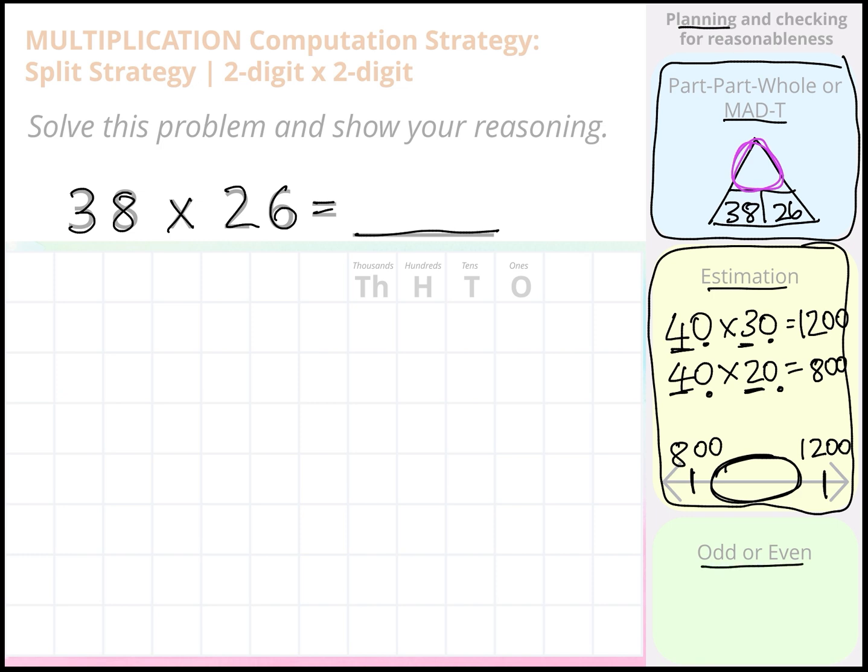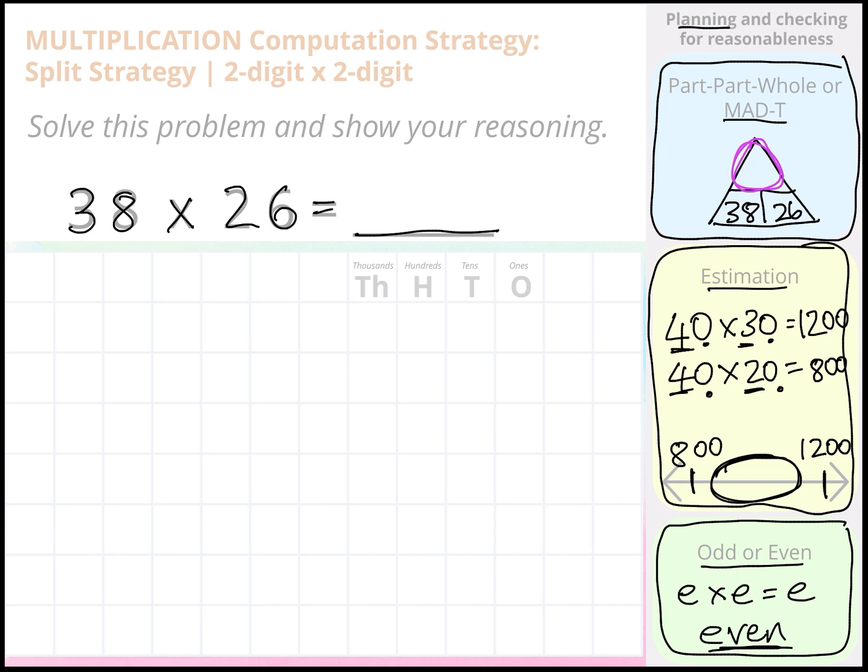Okay. Is my answer going to be odd or even? So I've got an even number multiplied by an even number. And so the answer is going to be even. Any even number multiplied by any type of number is going to be even. Okay, so I've planned for my checking for later. Let's now do the split strategy.